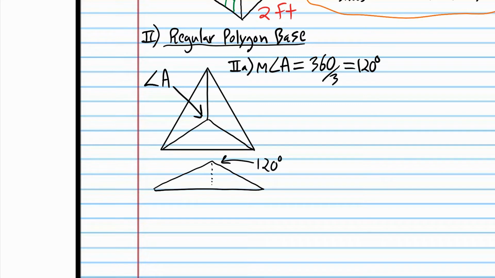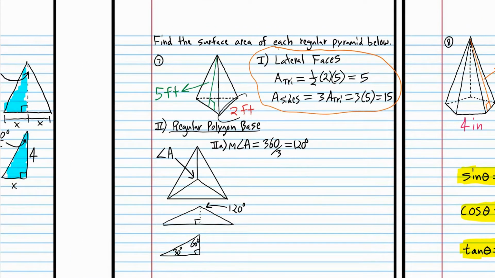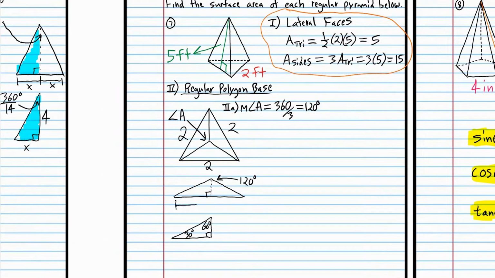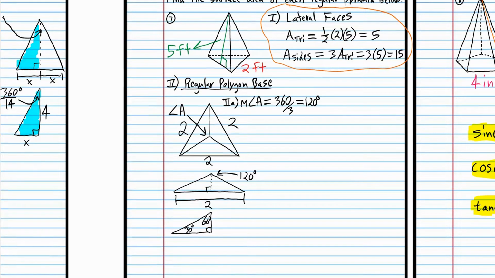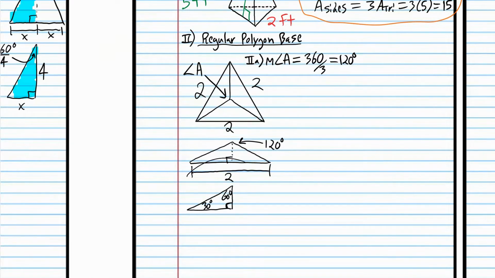So then if we drop its altitude, take that triangle out, we have 60 degrees and 30, and you can see that this is going to be a special triangle. Now it says the sides are 2, so that means this side's 2, this side's 2, this side's 2. So the base, we already know, is 2. All we have to do is find the height. We can cut this in half, and so we get 1 here.